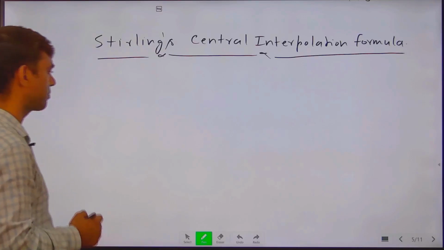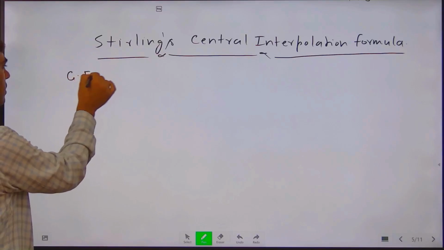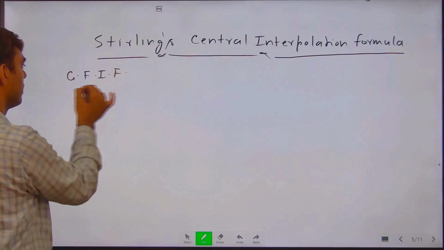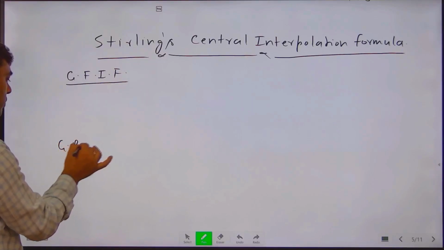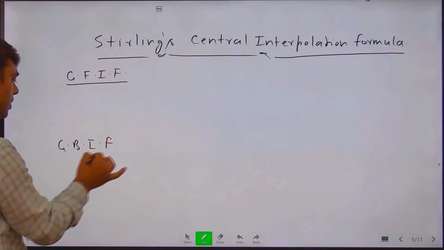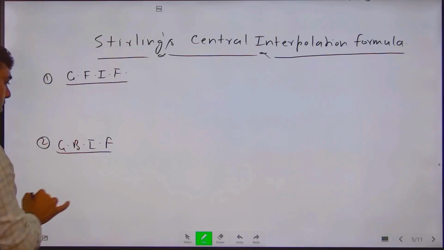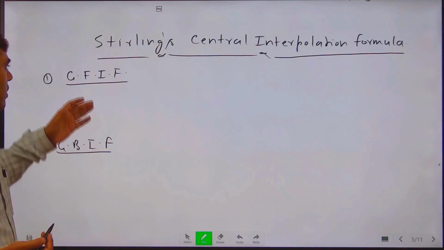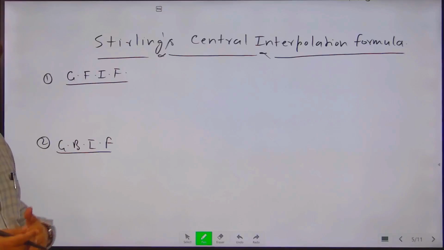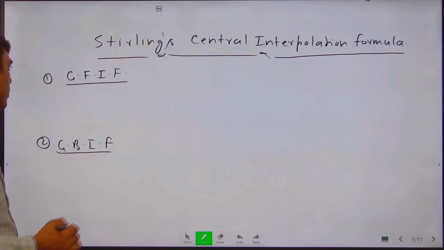So here you may write the first Gauss forward interpolation formula and Gauss backward interpolation formula, and find the average of these two. The average of the first and second will give us the Stirling formula. Or you may write it directly. So here we are going to write first the Gauss forward interpolation formula and the Gauss backward interpolation formula, then write the average of these two, and the average of these two is nothing but the Stirling interpolation formula.